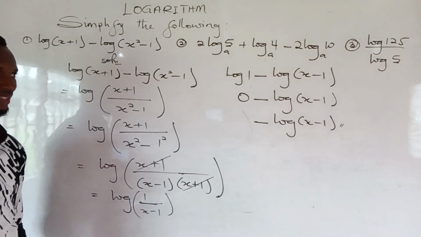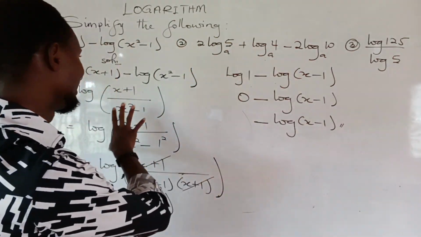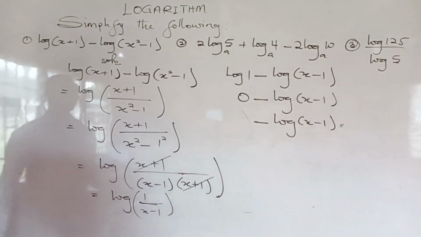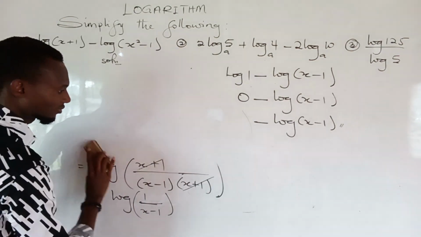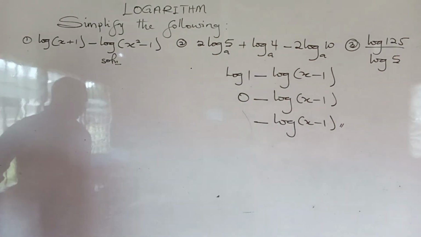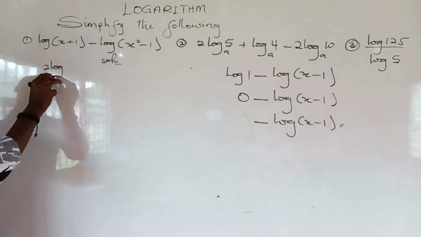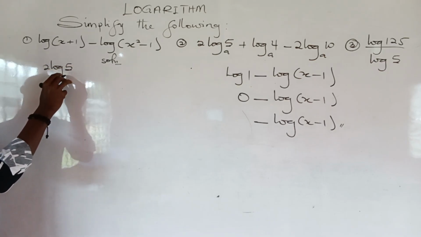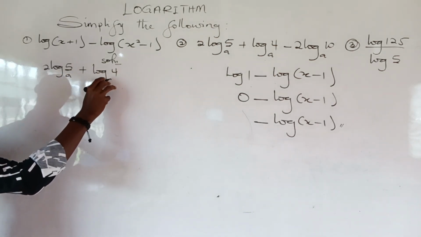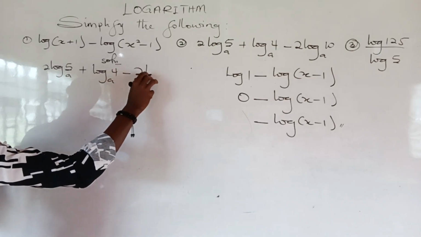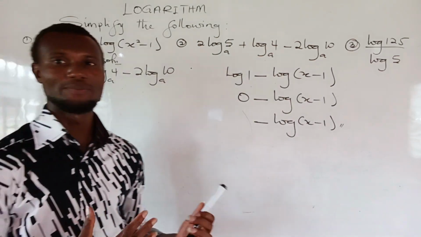Okay, let's proceed and look at the question 2 as well. I'm going to clean this from here so that we can have enough space to continue with the question 2. So let me clean this and let's tackle the question 2. So the question 2, I have 2 log 5 to the base a plus log 4 to the base a minus 2 log 10 to the base a. So we have to simplify this one.